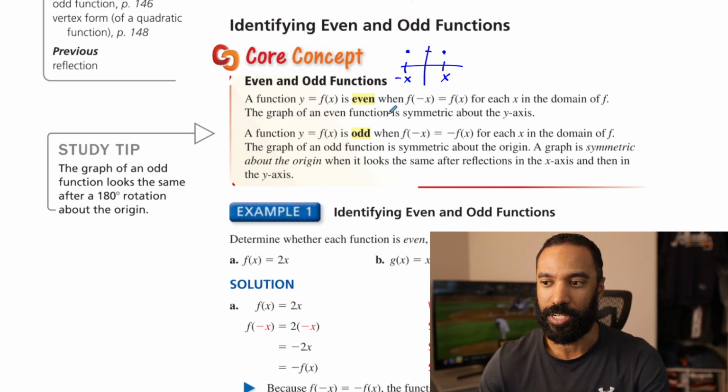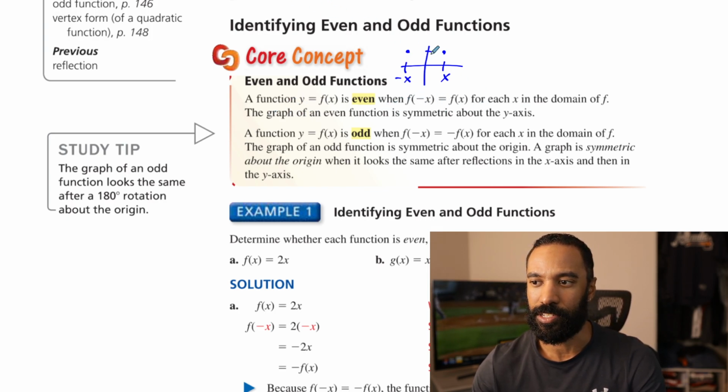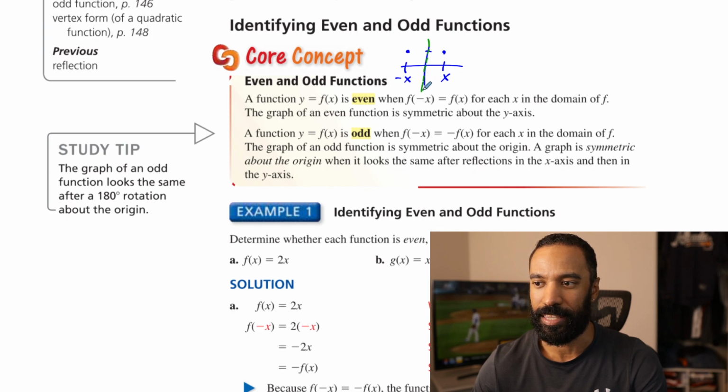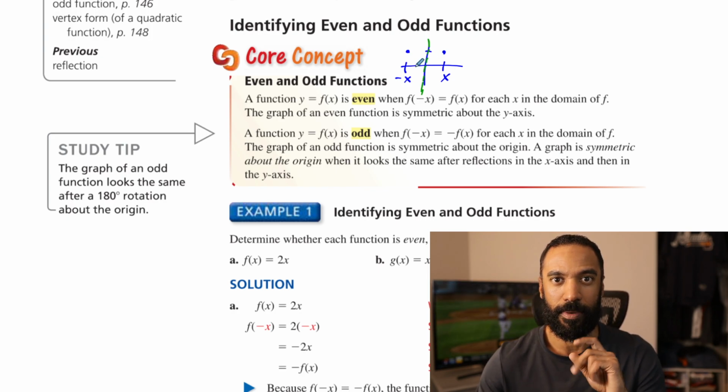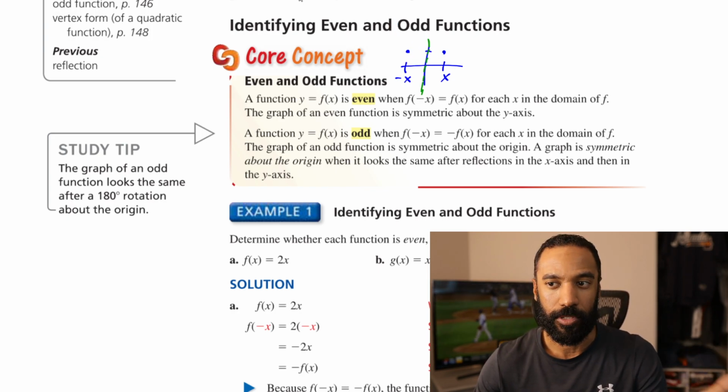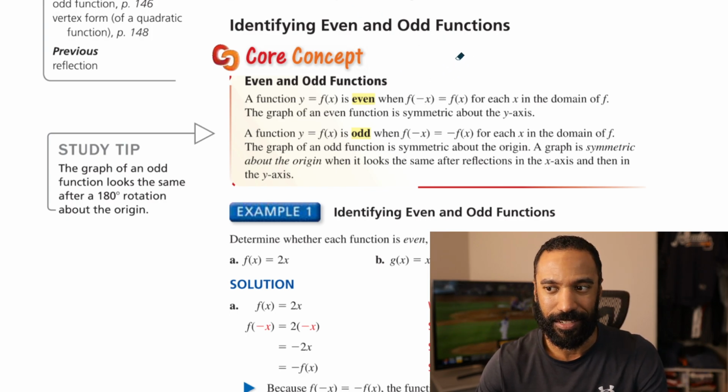The graph of an even function is symmetric about the y-axis. Here's my y-axis right here. Pretend like that green line's your axis of symmetry. These two points are the same distance across. Parabolas can be even functions as long as they're symmetric across the y-axis. But parabolas are an example of it, maybe why they're bringing it up. But they also bring up odd functions, so not necessarily.